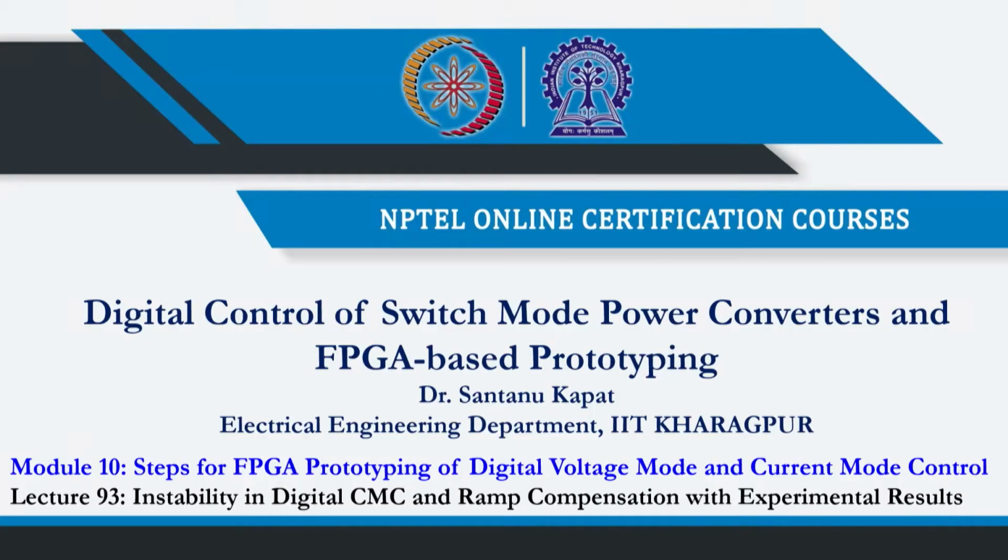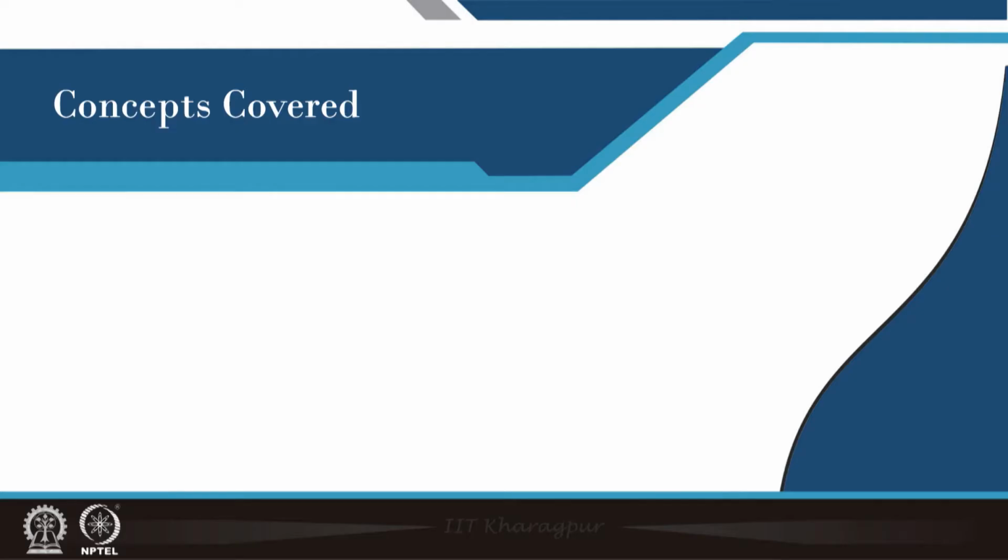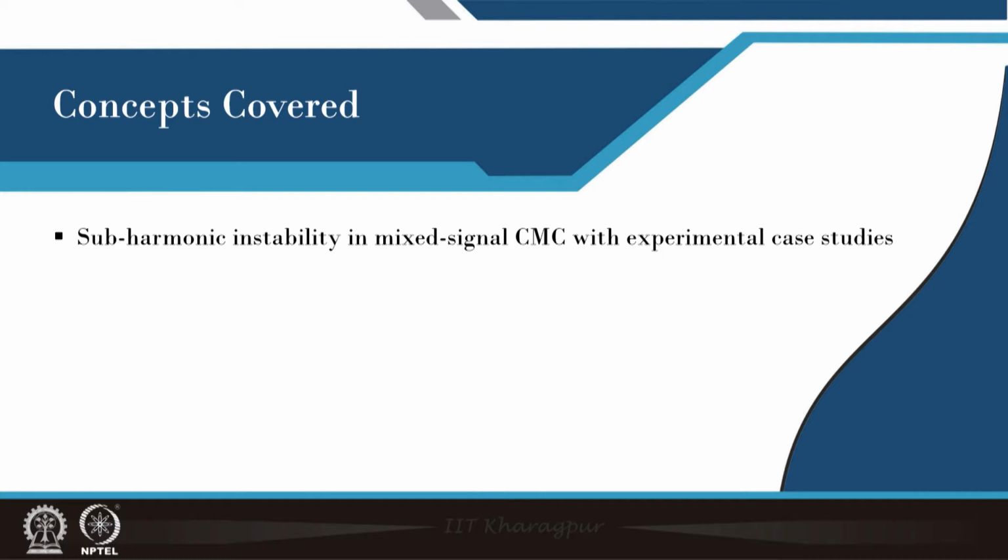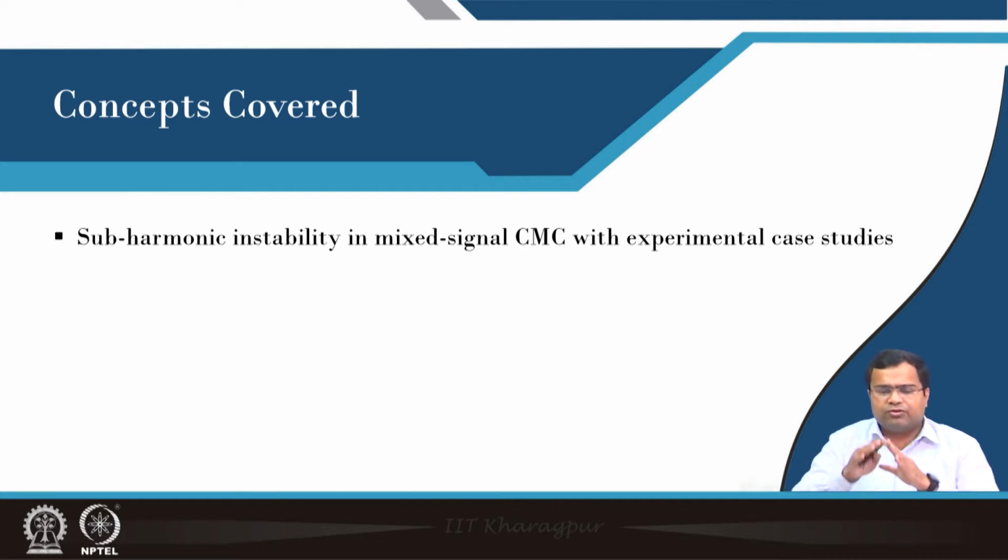Welcome. In this lecture, we are going to talk about current loop stability in digital current mode control, what is the cause of current loop instability, and how to stabilize the current loop using ramp compensation, with experimental results. So, we will first show the sub-harmonic instability in mixed signal current mode control, where we want to keep a fixed current reference, and we will show some experimental case studies.